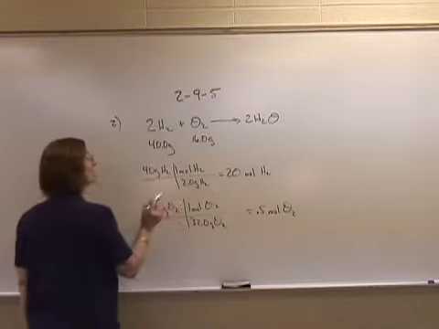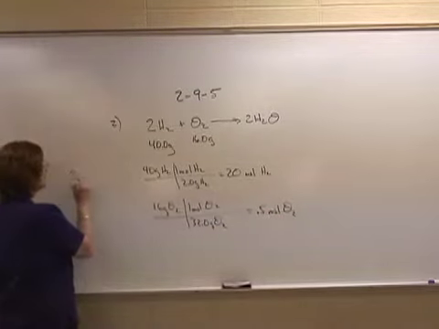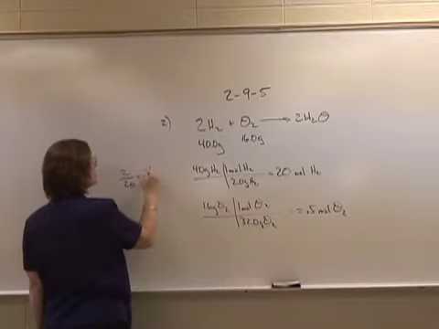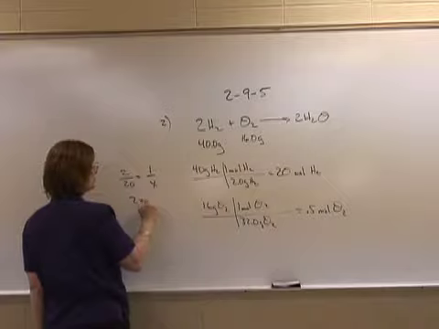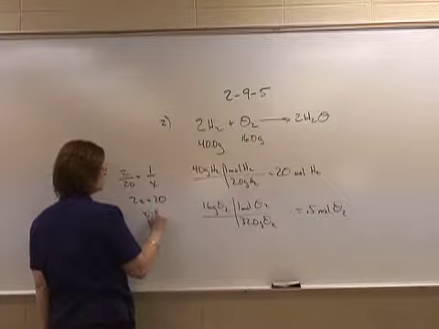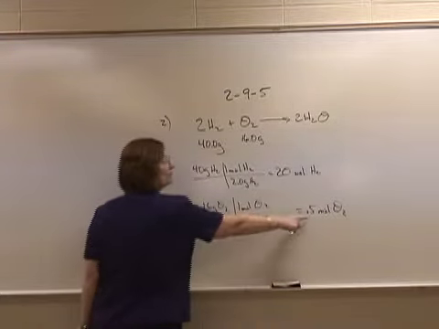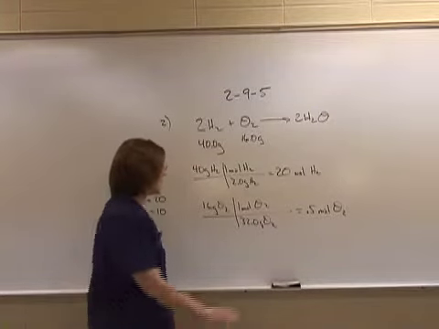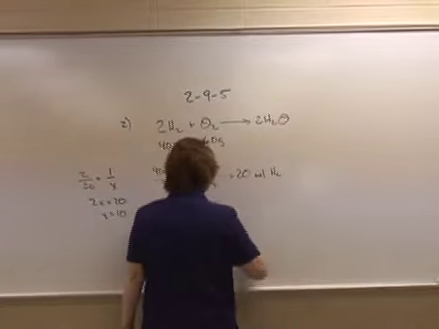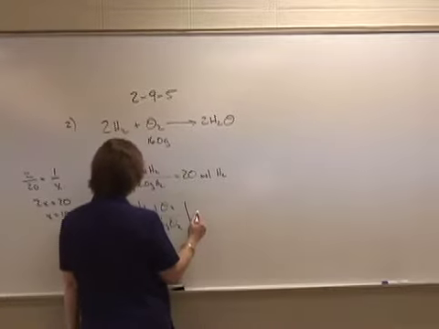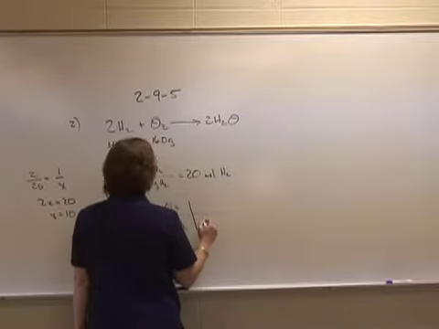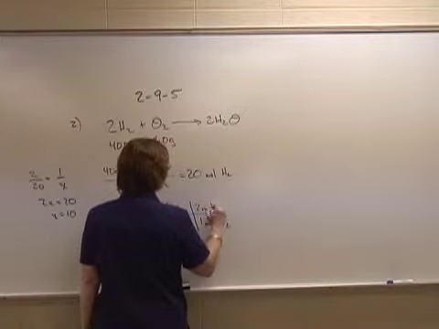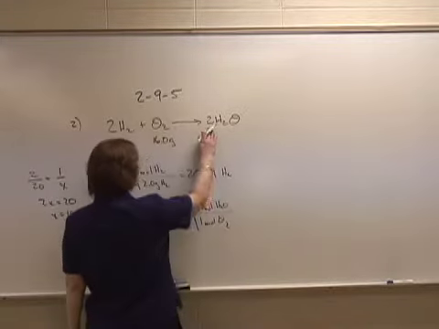Now, I can look at my balanced equation and say that 2 is to 20, as 1 is to x. 2x equals 20, x equals 10. And I only have 0.5. Therefore, my oxygen is my limiting reagent. And I'll just continue that with my mass. And I have 1 mole of oxygen for every 2 moles of water from my balanced equation.